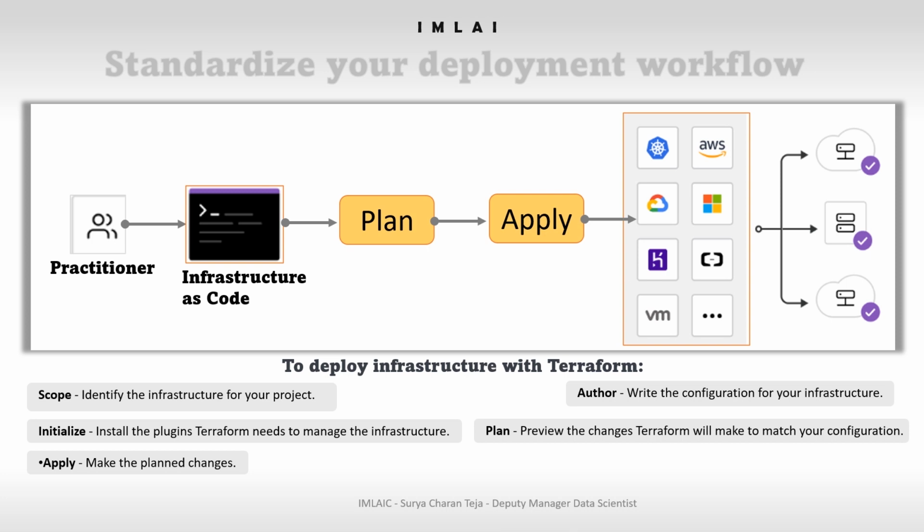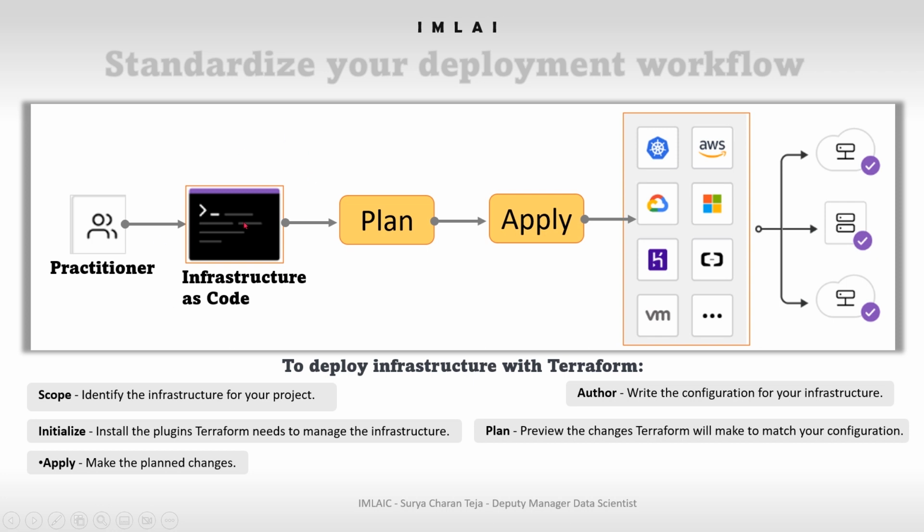So now we are also talking about the overall steps or stages in this workflow. So the first one is scope, as we have discussed earlier, and then the second one is author. So the author writes the configuration for your infrastructure. So this is the infrastructure configuration. This guy is the practitioner, this guy is our author, and this guy has written the infrastructure configuration.